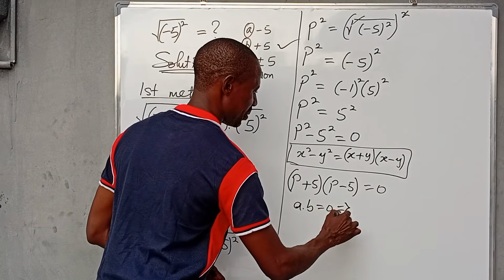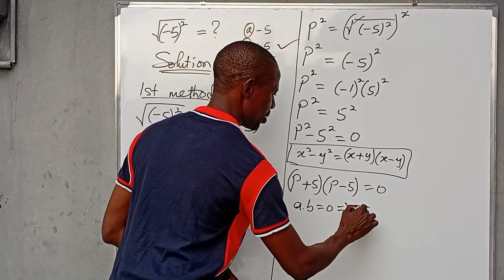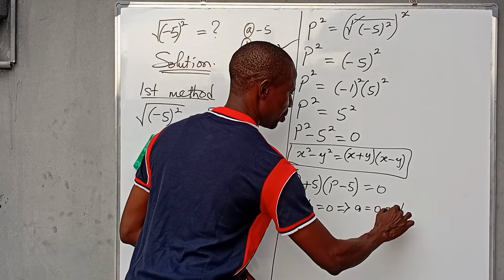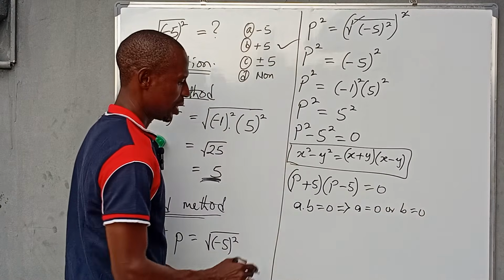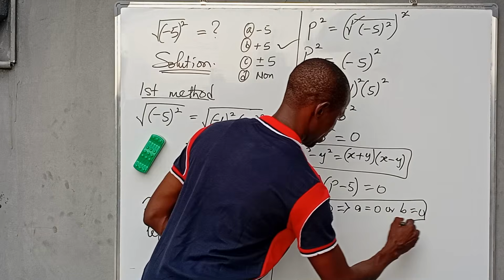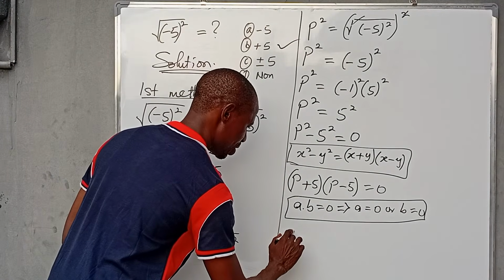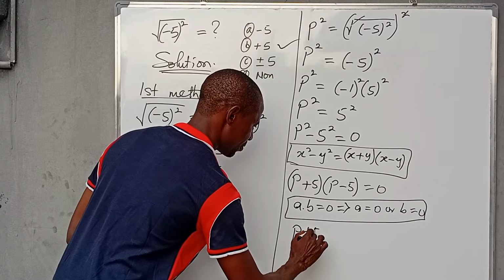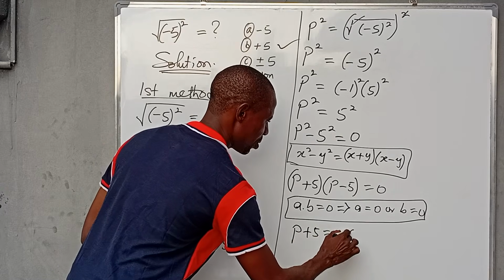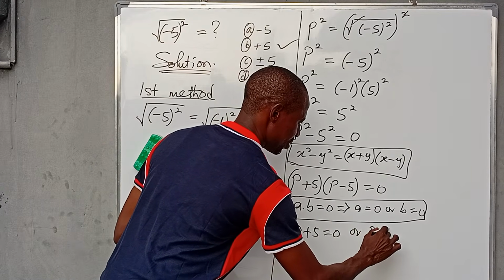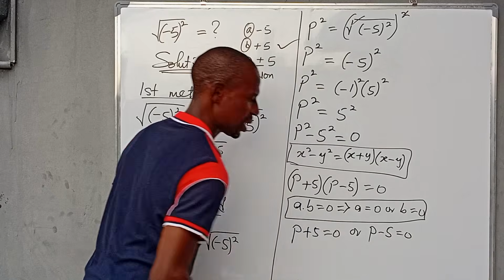It means or implies that either your a is equal to 0 or your b is equal to 0. This is what we call the zero property. So we want to apply this rule to this. We're going to have our case 1: p plus 5 is equal to 0, or p minus 5 is equal to 0.